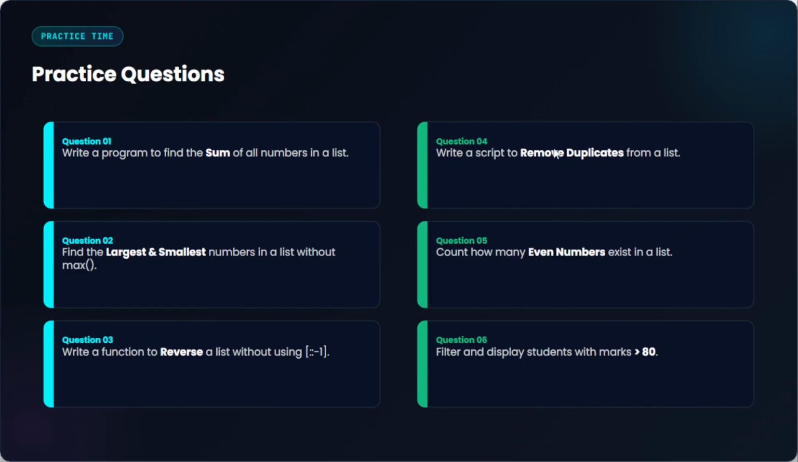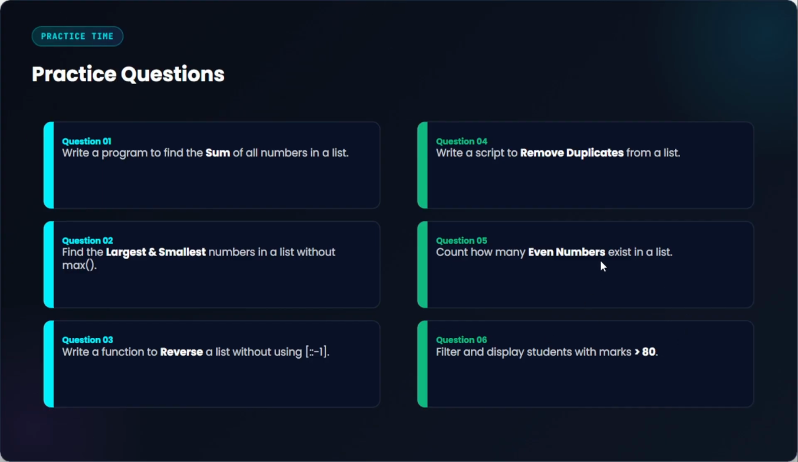Here you have to remove duplicates from a list. For that you can use either dot remove or think of another approach. After that, in this question you need to print how many even numbers exist inside a list. For that you need to use a for loop and an if conditional. So this is also done. Given a list, in this one you need to print the names of students whose marks are above 80.